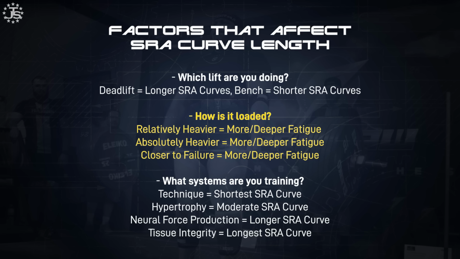How is it loaded? The heavier it is relatively, light deadlifts have a shorter SRA curve than heavier deadlifts. Then there's absolute loading. A lift that you can go really heavy on, maybe like a 3-inch sumo block pull, even though the range of motion is shorter than pulling from the floor, the absolute weight being used is probably going to generate a longer SRA curve, as well as because there's a high degree of neural fatigue along with that. The closer you train to failure, the more fatigue is going to be generated.